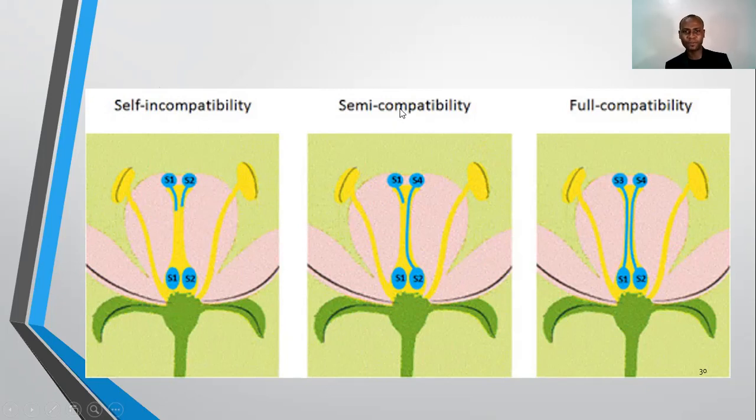In picture 2, we have semi-compatibility. So the two sperms fall here, but only one travels to fertilize the egg. So in this case, we say that it's semi-compatible. And then in this case, if all the sperms travel down to fertilize the egg, then we say it is fully compatible. So these are the differences.